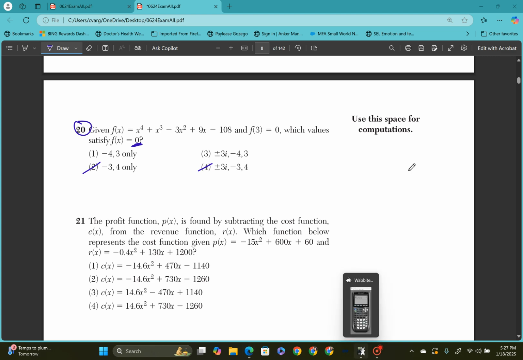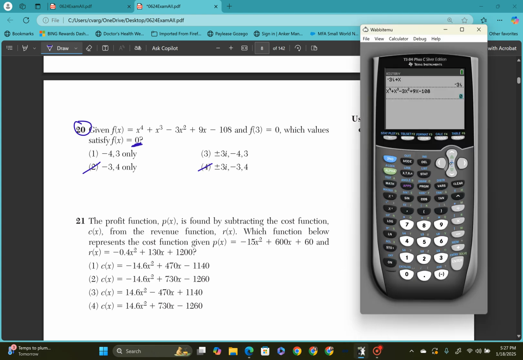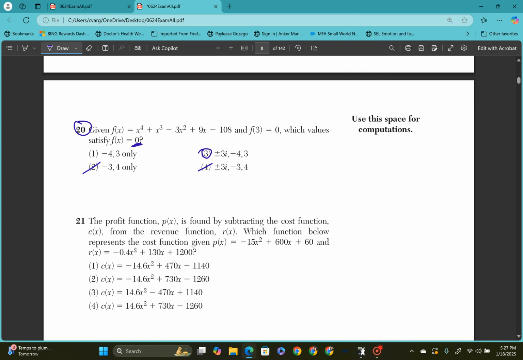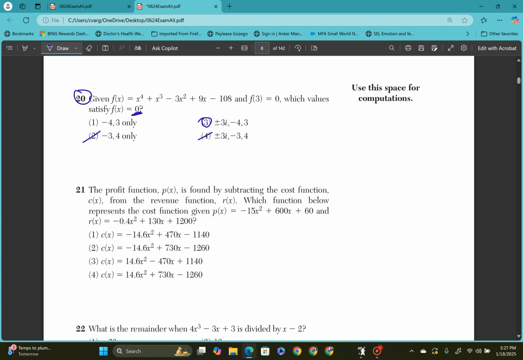So now I'm going to go back. I know that negative 3i works. I want to store 3i into my calculator. Store in for x, hit enter. And now I'm going to go up and grab my function. If I hit enter and I get 0, my answer choice is 3. All right. Question number 21.